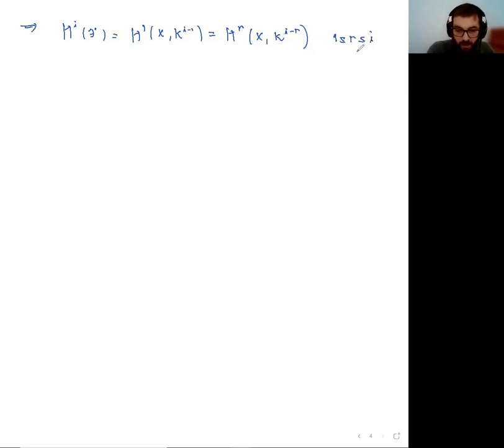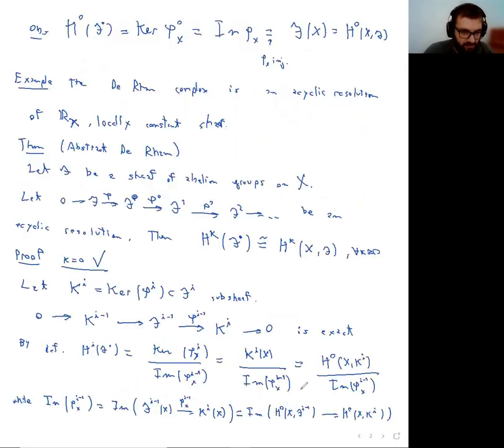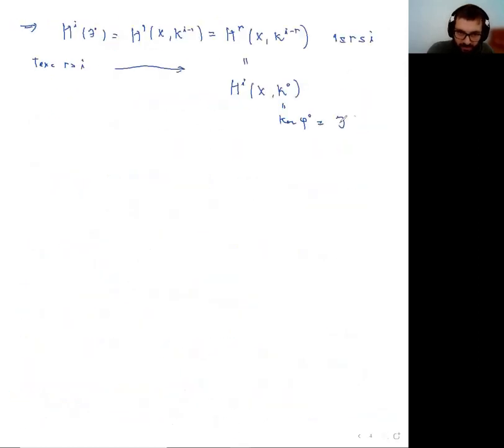Okay. But now take r equal i, and we get that this is precisely H^i of X, K^0. But K^0 is the kernel of phi 0, which we know because this is an exact sequence of sheaves, the initial one. So the kernel of phi 0 is precisely the image of phi again, and the image of phi is precisely F because the first map is injective. So this is nothing but the sheaf F.